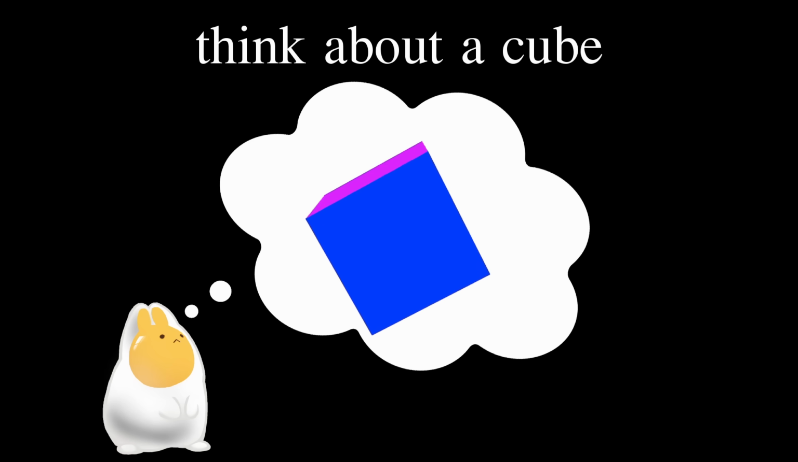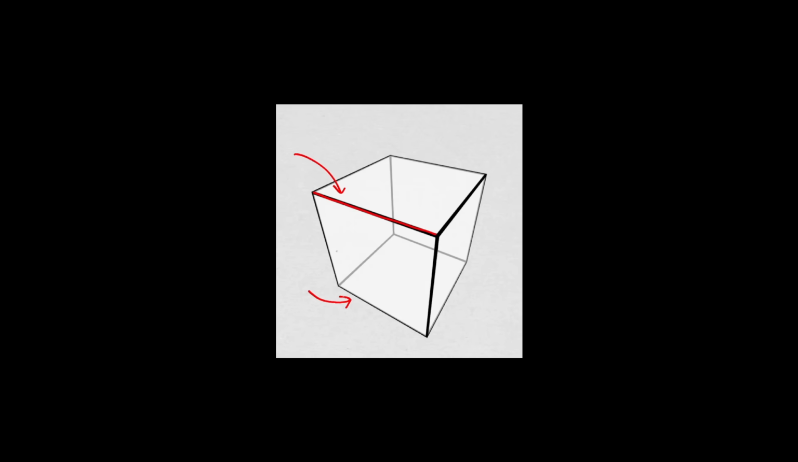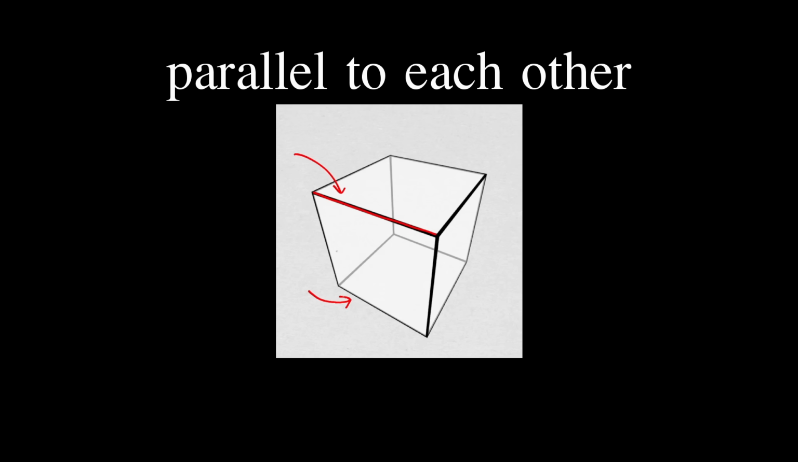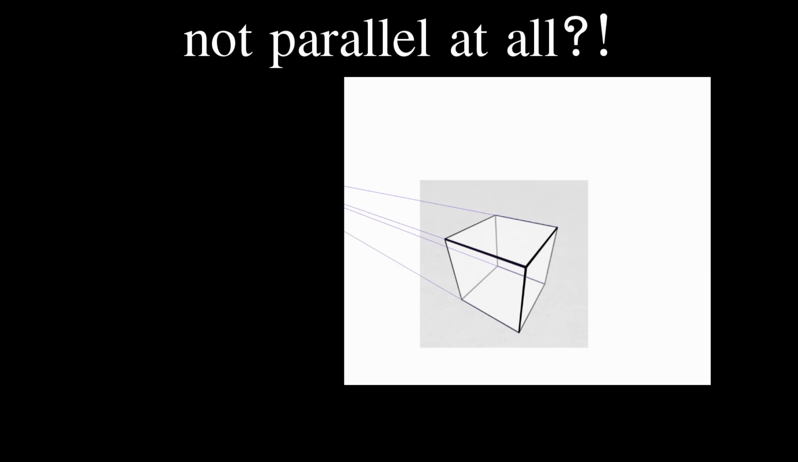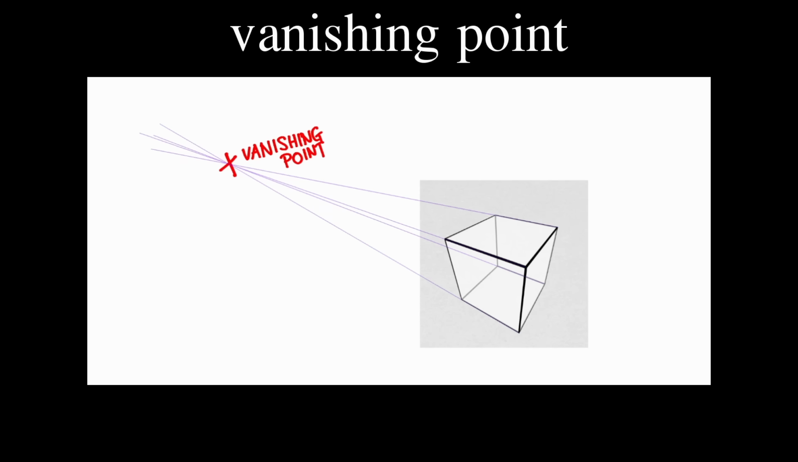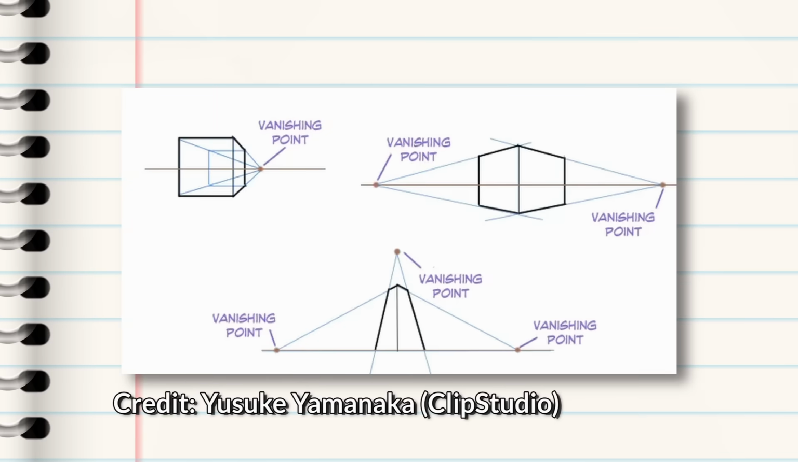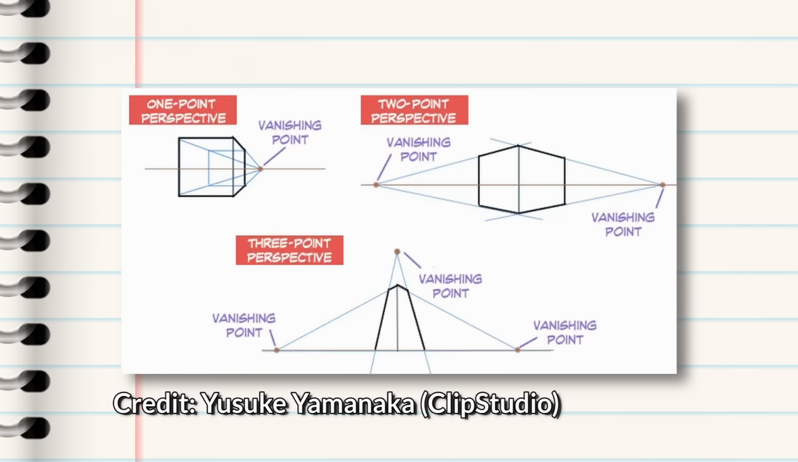Think about a cube. Now, we know how cubes work. These lines on the cube are all parallel to each other. Except when we look more closely, these lines aren't parallel at all, right? In fact, the lines actually converge to a point. We call this a vanishing point. When looking at photos, you'll notice that we can have multiple vanishing points. We call this 1-point, 2-point, and 3-point perspective respectively.